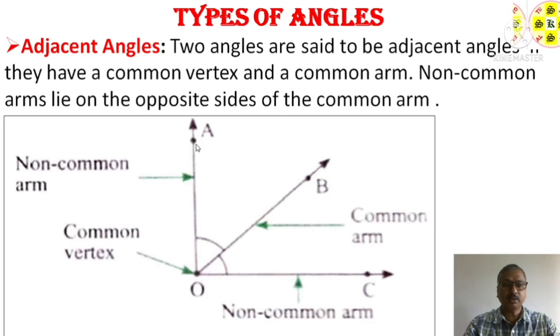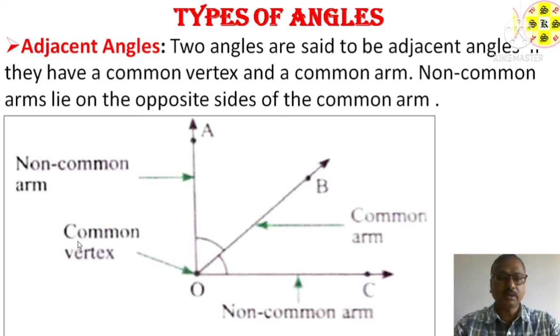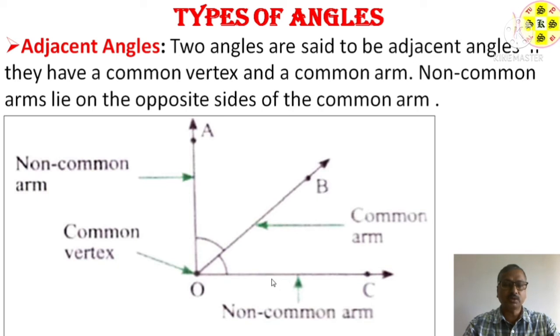Common vertex means this is common for both the angles, angle AOB as well as angle BOC. So OB is the common arm and the non-common arms are OC and OA. OA and OC are non-common arms and they should lie on the opposite sides of the common arm. OB is common, and OA and OC are on either side of the common arm. Then this system forms a pair of adjacent angles.